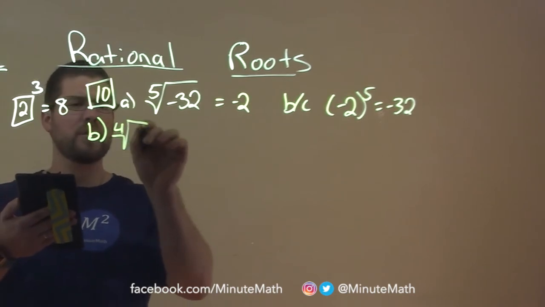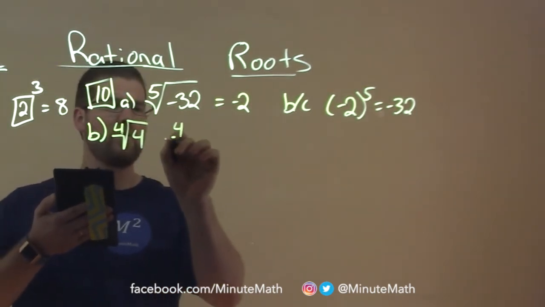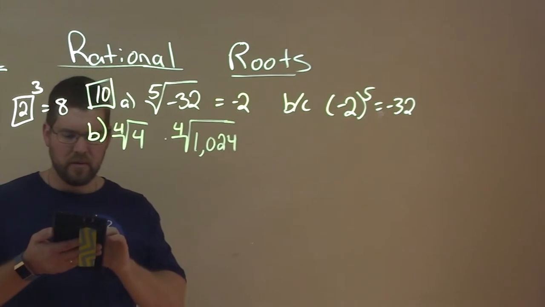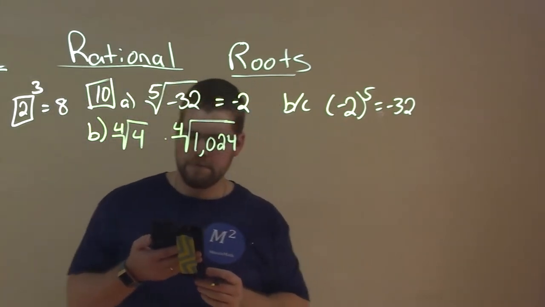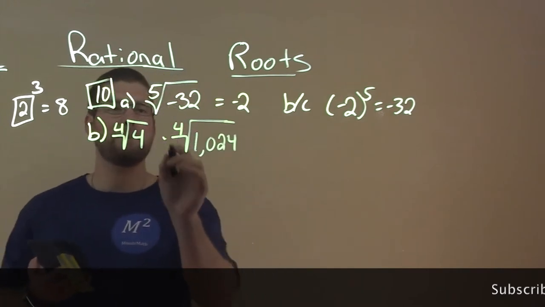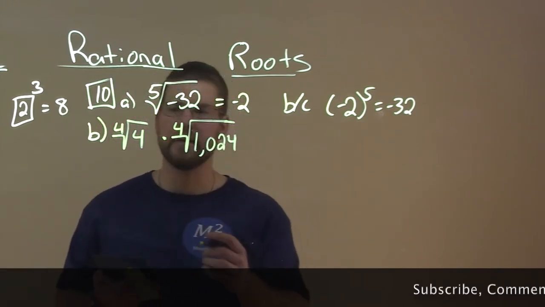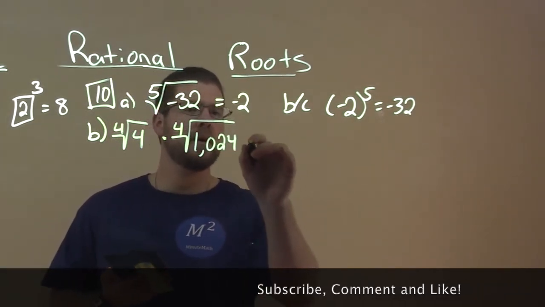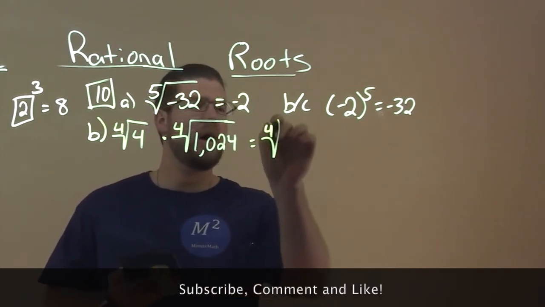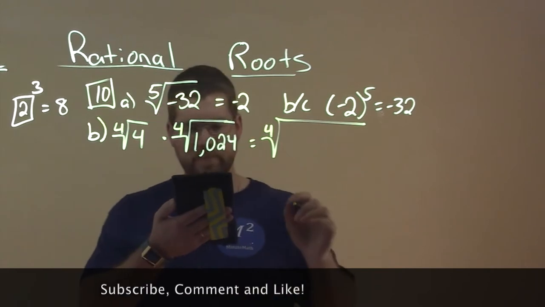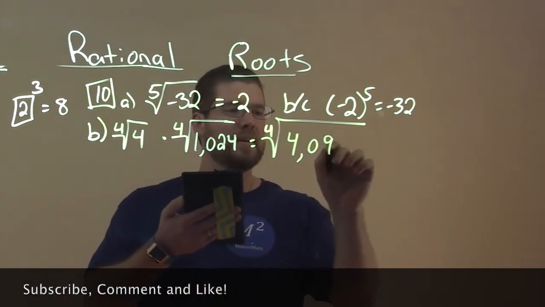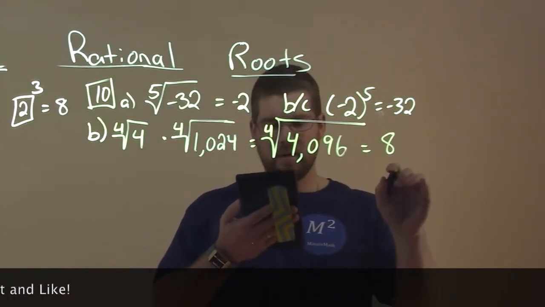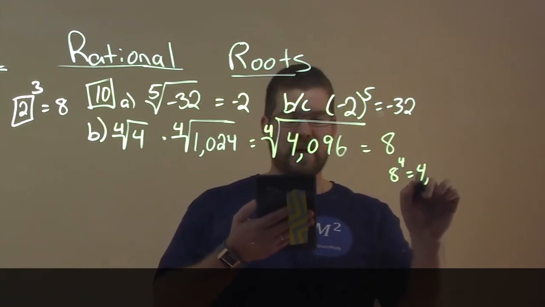B. We have the 4th root of 4 times the 4th root of 1024, okay? So this one's a little tricky. Well, let's try and make this all into one big radical, right? Our rules still apply, since we have the same root, fourth root, we can combine it into one big radical. So we have the fourth root of, well, 4 times 1024 is 4096. And the 4th root of 4096 is 8, because 8 to the 4th power is equal to 4096.